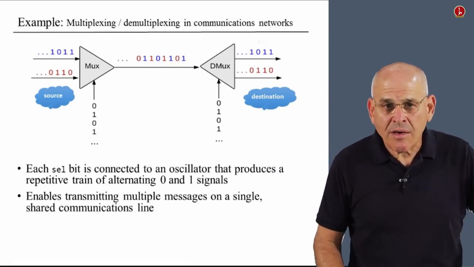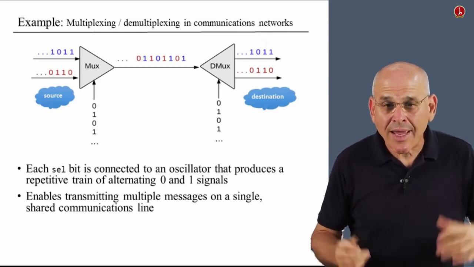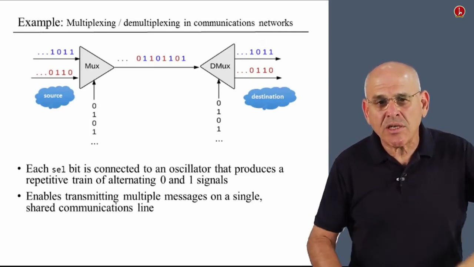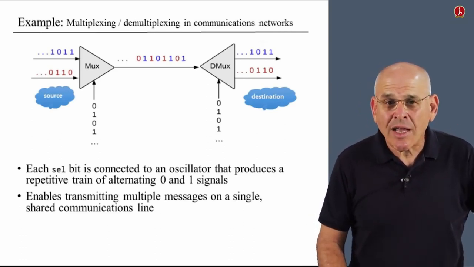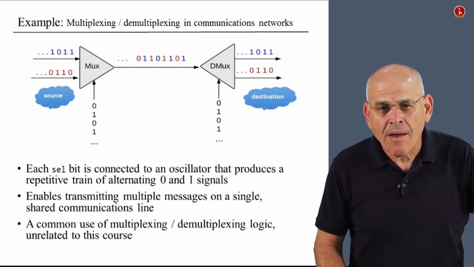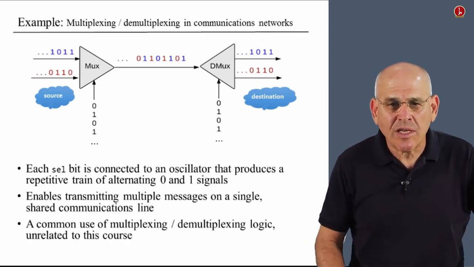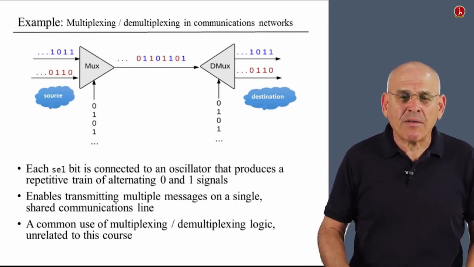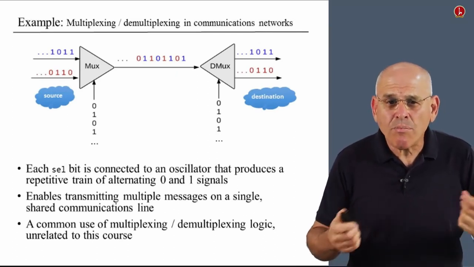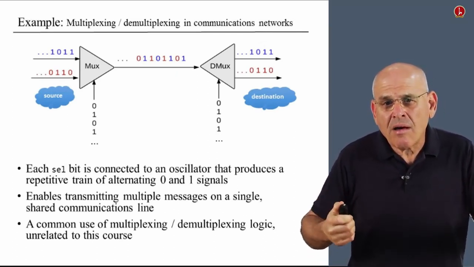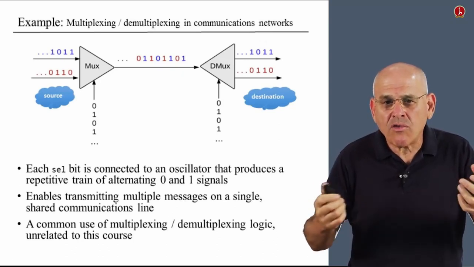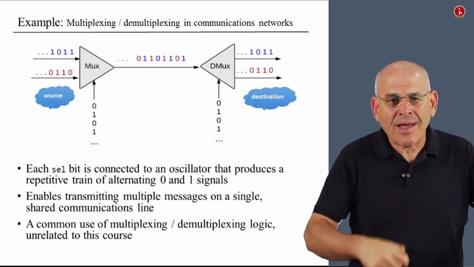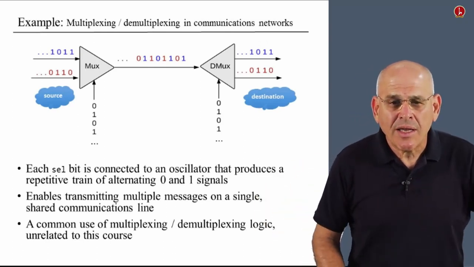So this logic here, the DMUX and the MUX logic taken together, enables me to braid or interleave several messages over a single communications line, which may be very expensive, and therefore it pays off to use it for multiple messages. And by the way, another attractive thing about this scheme is that it can be completely asynchronous. They don't have to operate according to a master clock. Every one of these two operations, the encoding and the decoding, can be done separately.